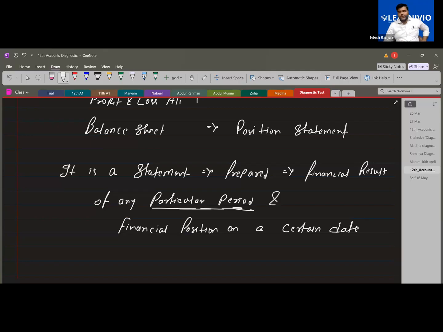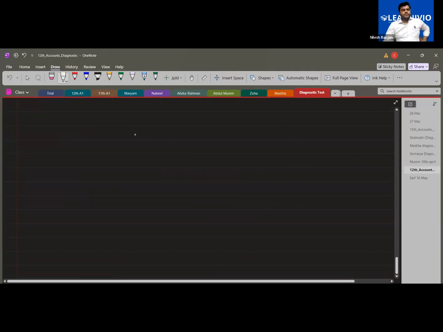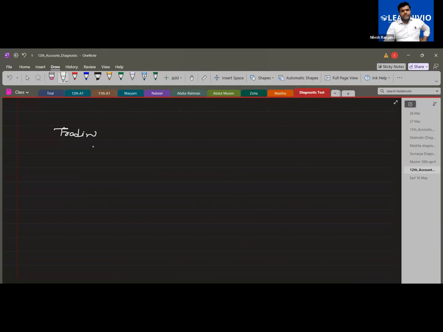Okay. Now the trading account shows the gross profit. So in the trading account, we only write direct expenses and income. Now, what does it mean?